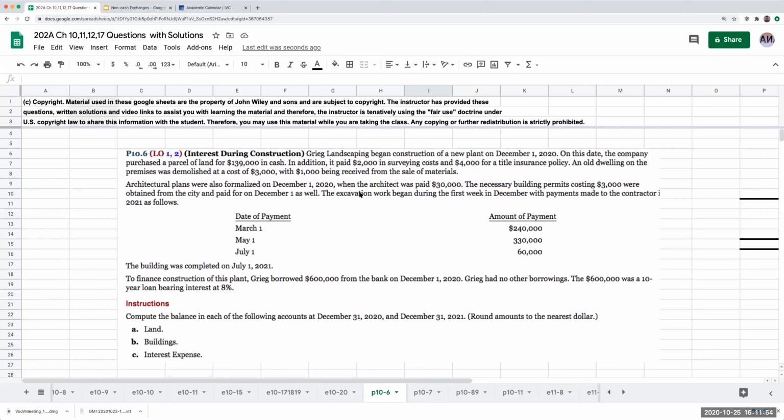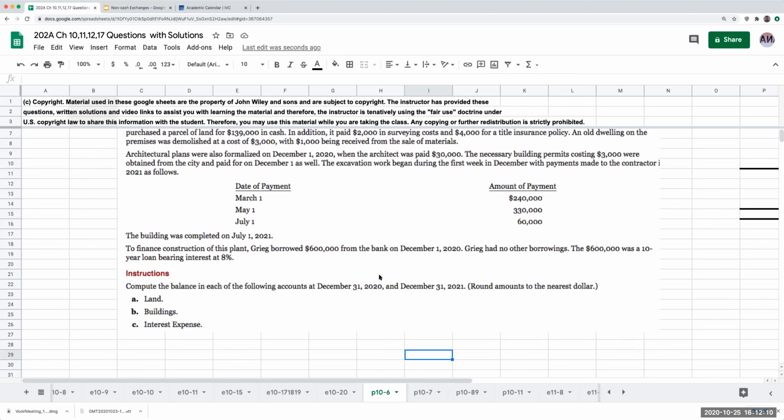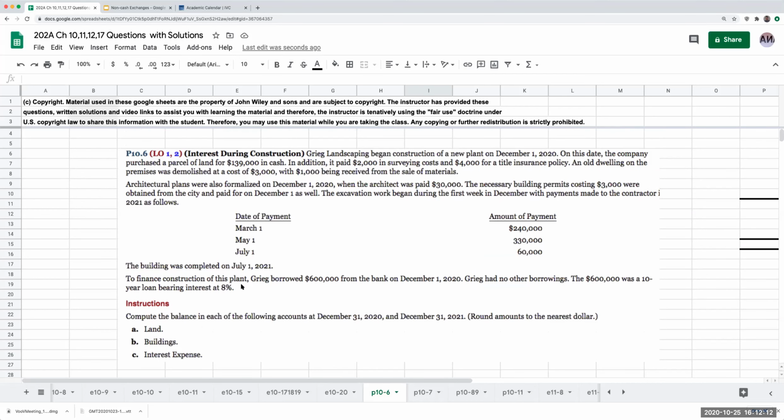The excavation work began the first week in December with payments made to the contractor in 2021 as follows. So you've got these payments then being made in 2021, and the building was finished in 2021. So this is going to be a good one. So the first thing is we're asked to figure out what's the cost of land.